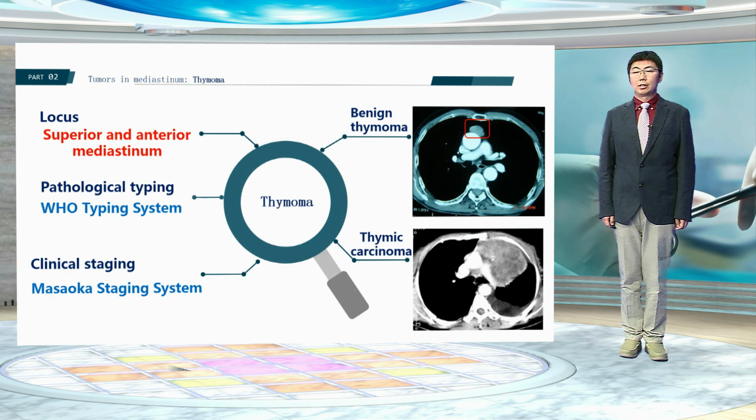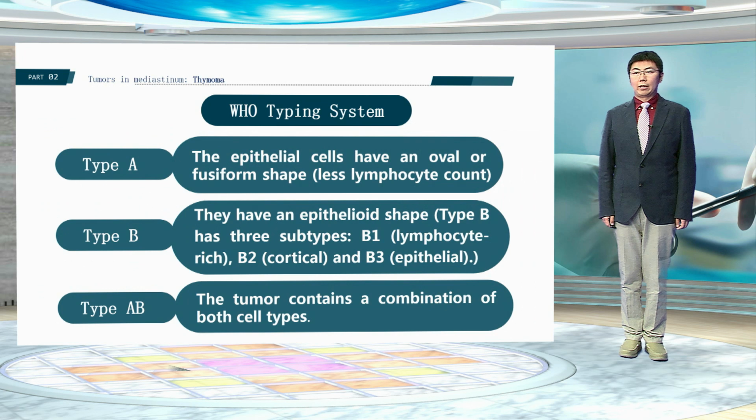Let's see thymoma first. Thymoma is the most common tumor in the anterior and superior mediastinum. Pathological typing depends on the WHO typing system, but the Masaoka staging system is much more often used in clinics. There are different types of thymomas. They are generally seen on CT as a round encapsulated mass. Thymic carcinoma is a rare but aggressive cancer. Depending on cell types and shapes, thymomas are divided into type A, type B, and a combination of A and B by WHO.